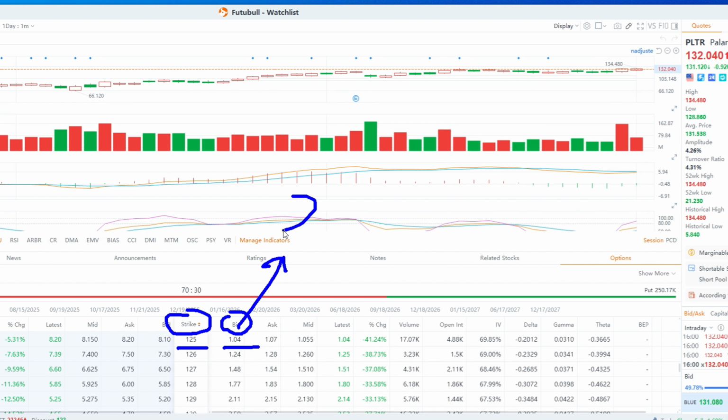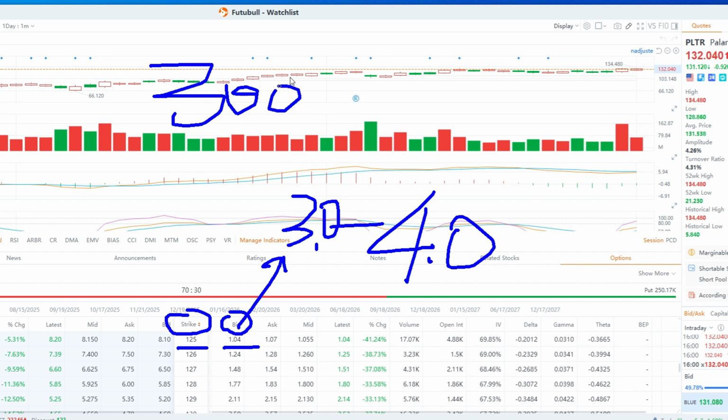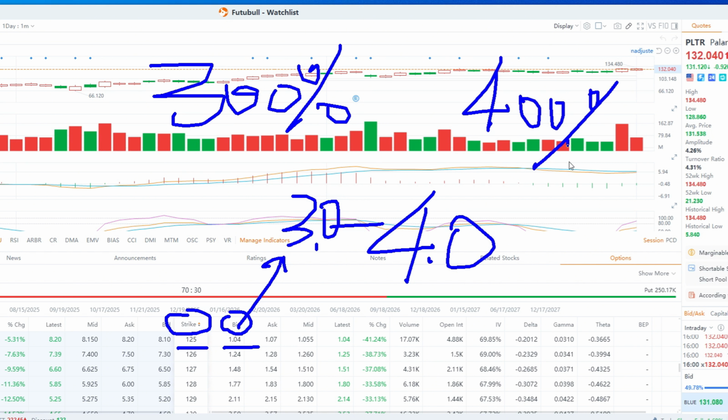It may reach $3 to $4, somewhere in that range. That's about a 300 to 400% potential return. That's the real power of options.